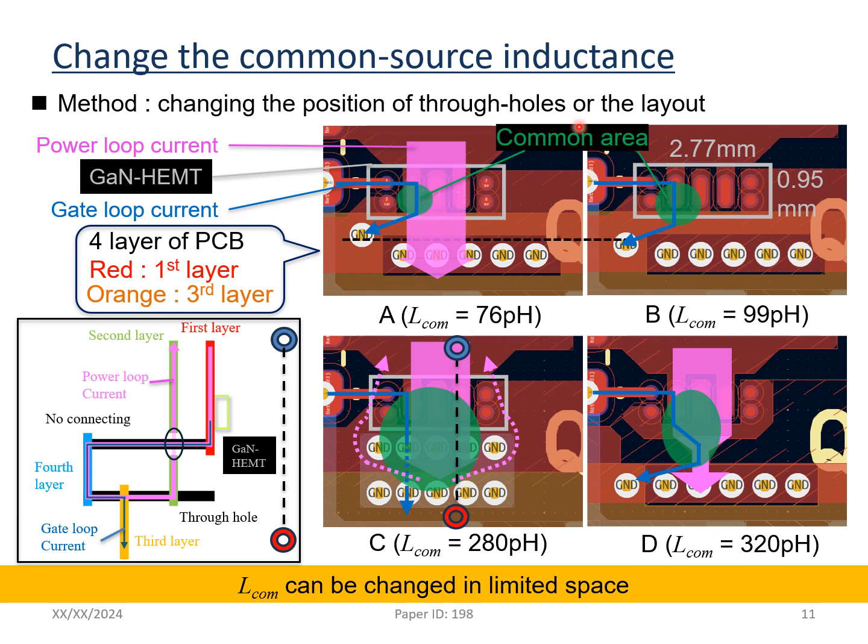PCB A has 76 picohenry of common source inductance, and PCB B has 99 picohenry of common source inductance. This change was made by moving the leftmost through hole, where the dead loop current flows. So if this hole position is changed, the common area becomes larger, so the common source inductance also has a larger value.